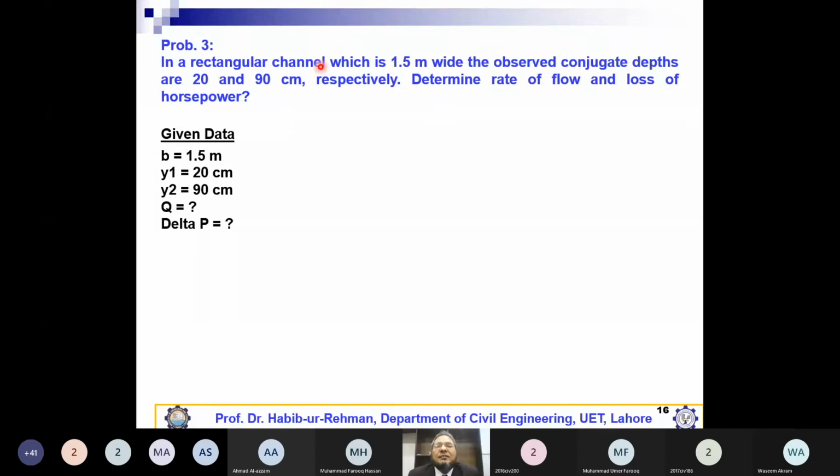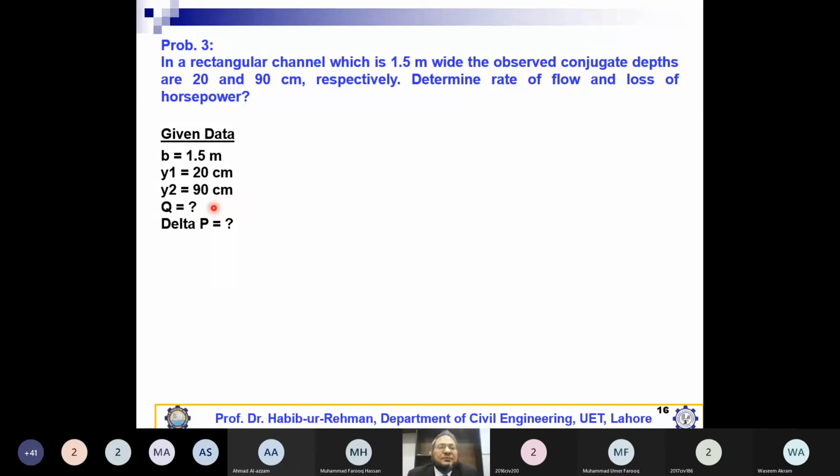In a rectangular channel, which is 1.5 meter wide, the observed conjugate depths are 20 and 90 centimeter. Means y1 and y2, these are given. Determine rate of flow and loss of horsepower. So we have to determine the capital Q.